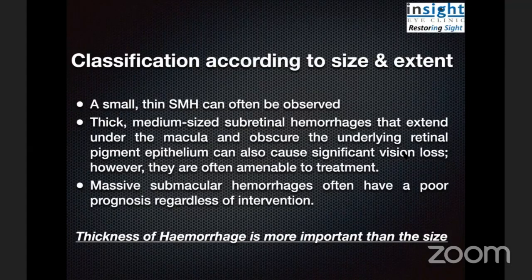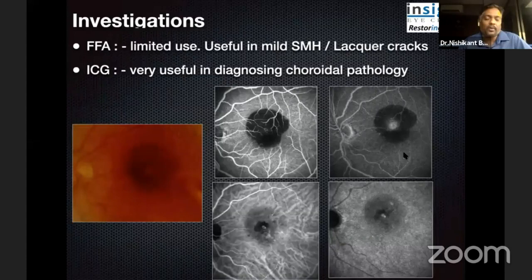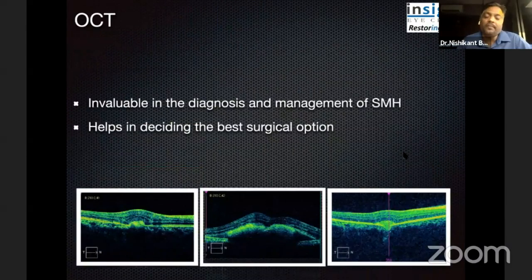So the thickness is more important than the size, that I would say. Now, when you get a case of submacular hemorrhage, I think the most useful would be an ICG to know the site of the CNVM, because an ICG has an infrared camera which can penetrate through the hemorrhage and which can tell us about the choroidal pathology, if any, which is there.